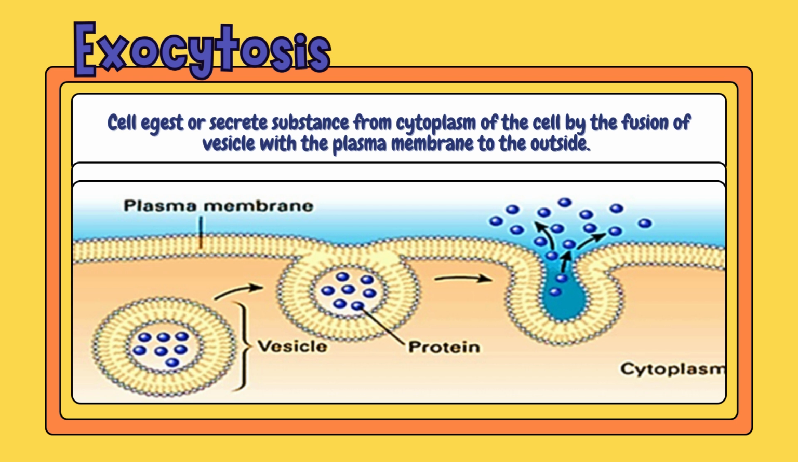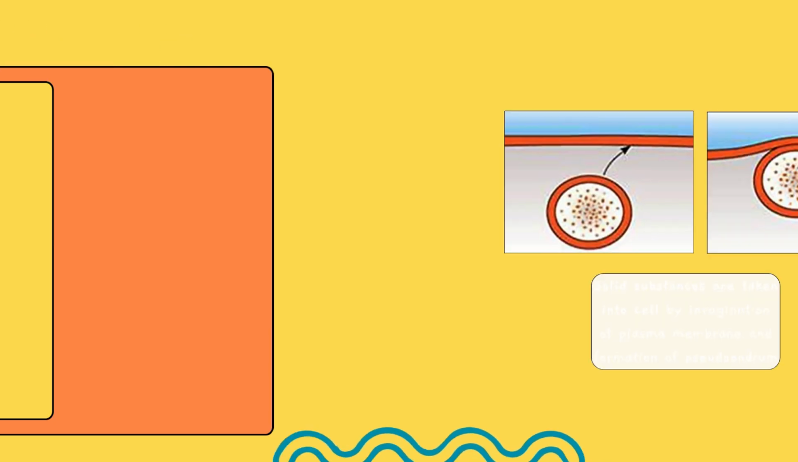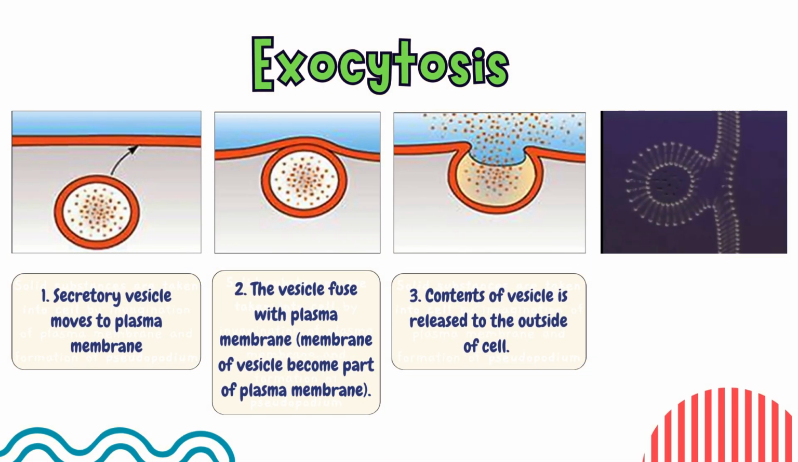Exocytosis is essential for cells to remove waste materials and to deliver important substances like hormones and enzymes to where they are needed in the body. Now that we understand what exocytosis is, let's take a closer look at how this process actually takes place inside the cell. How does exocytosis occur? Let's explore the steps together.